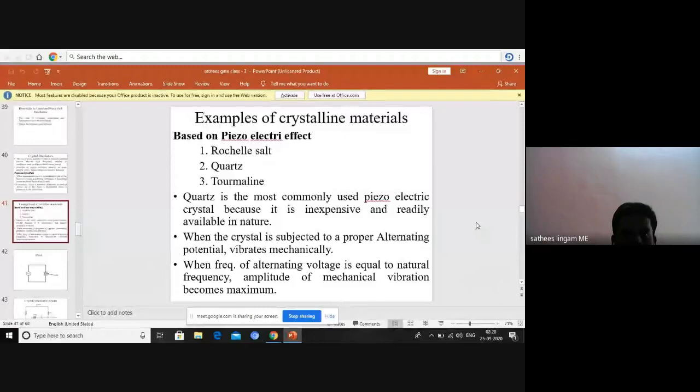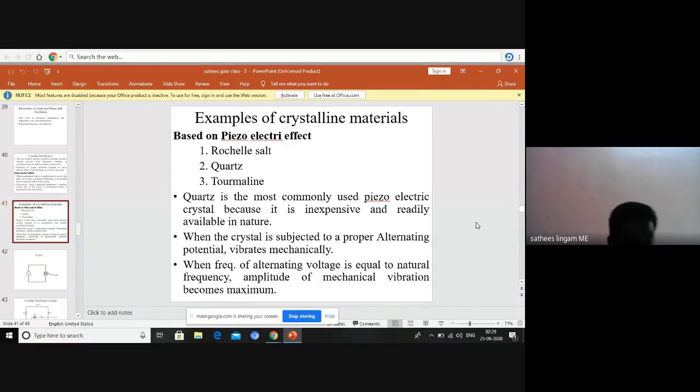Examples of crystalline materials based on the piezoelectric effect are Rochelle salt, quartz, and tourmaline. Mostly we prefer the quartz crystal. Quartz is the most commonly used piezoelectric crystal because it is inexpensive and readily available in nature. When the crystal is subjected to a proper alternating potential, it vibrates mechanically.